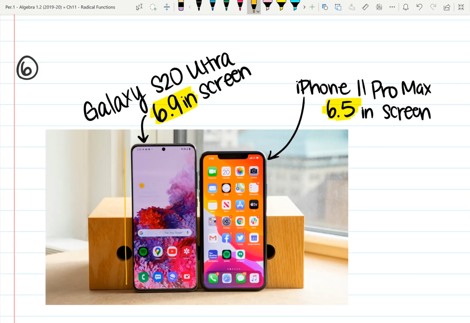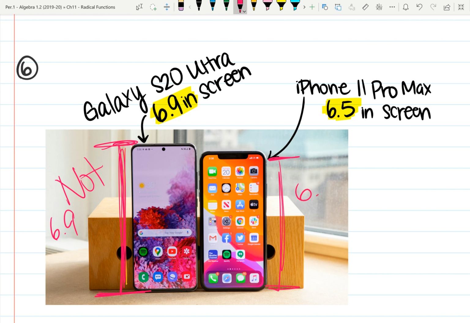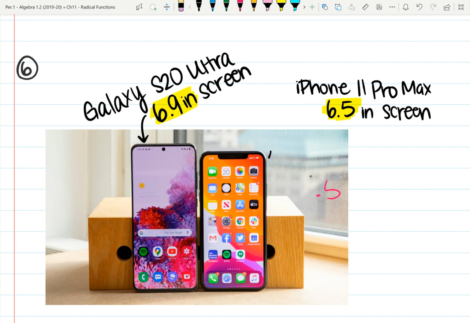saying the height, right? So let me choose a better color. The height here in an iPhone is not 6.9. And the iPhone, the height is not 6.5. So why are they telling me in the advertisement that it's 6.9 and 6.5? If it's not the height, where are they getting these numbers from, right? So it's not the height. What is it then? Are they lying to me? No, they're not lying to you.